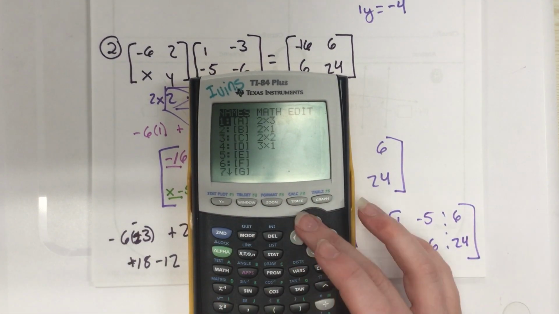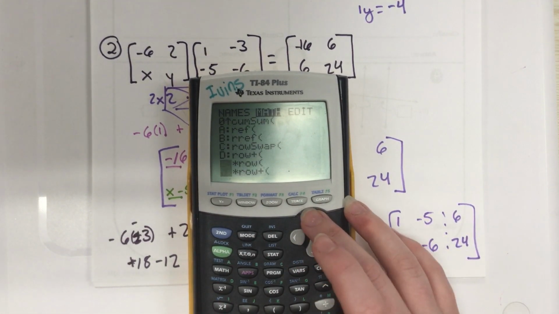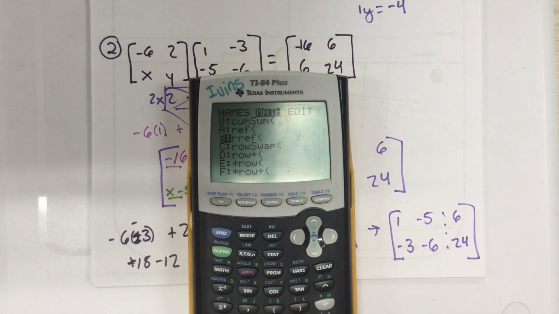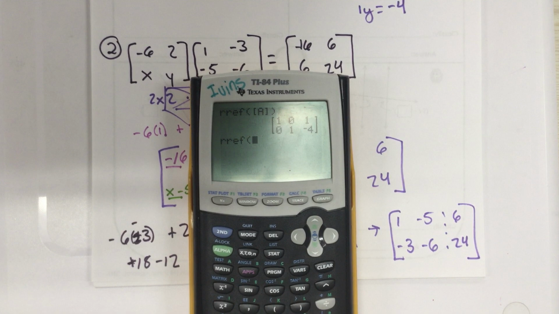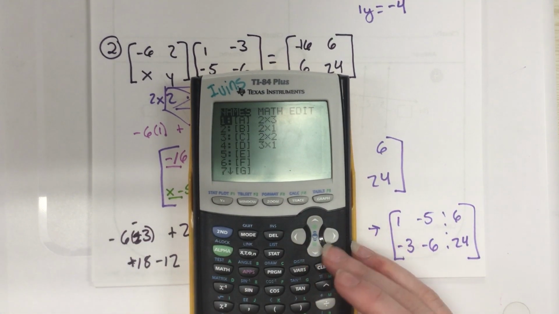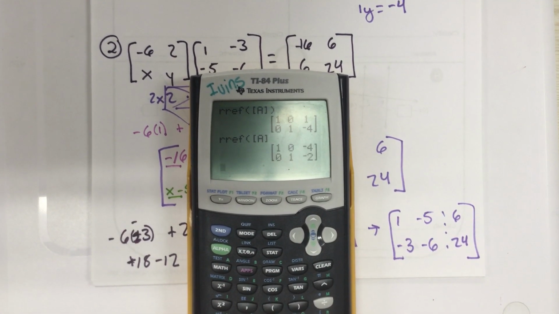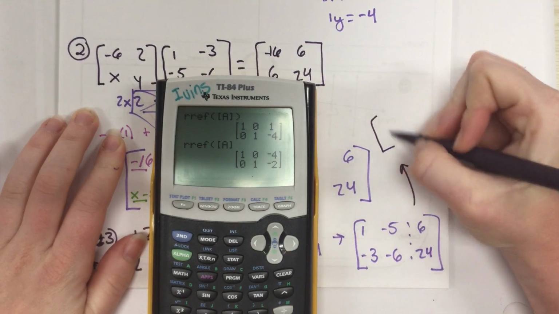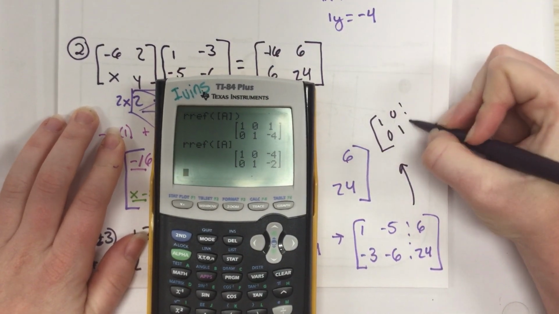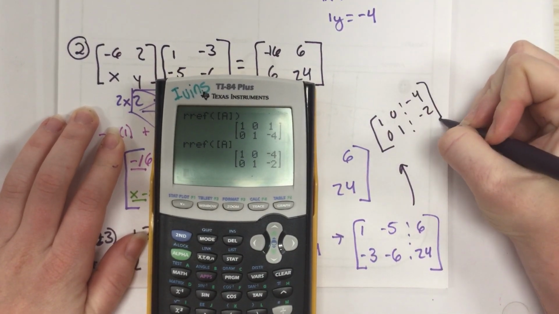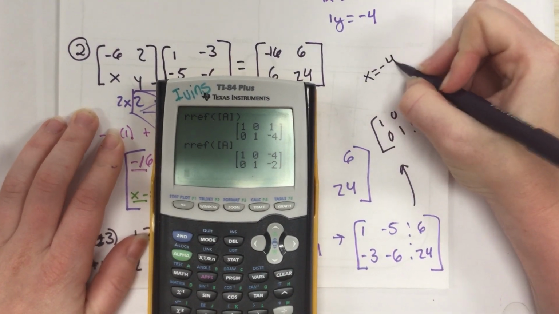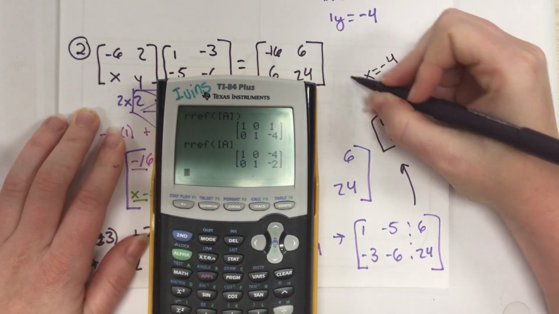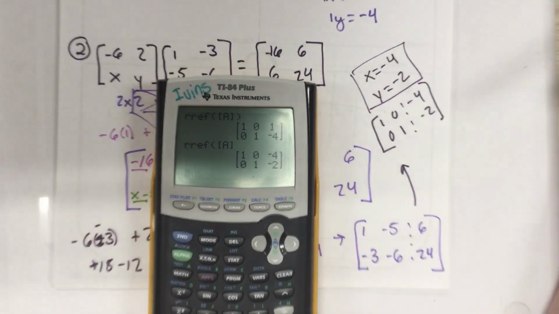So second matrix, go over to math so you can find reduced row echelon form. I like to go up to the very last one and then go up to B. So RREF. Enter, second matrix, we want A. Enter, and boom, I have my answer. Okay, and so what came out over here is 1, 0, 0, 1, negative 4, negative 2. And so x is equal to negative 4, and y is equal to negative 2. And that's it, you're done.